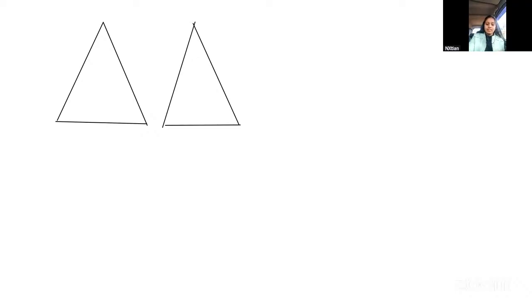Now, there are some rules. How do we identify that a triangle is totally equal to the other triangle? What I taught yesterday is using its sides. If this is 4, this is 4, and this is 4, then the other triangle also should be 4, 4, and 4. So when all the sides are equal, it is congruent. That is known as the SSS rule.